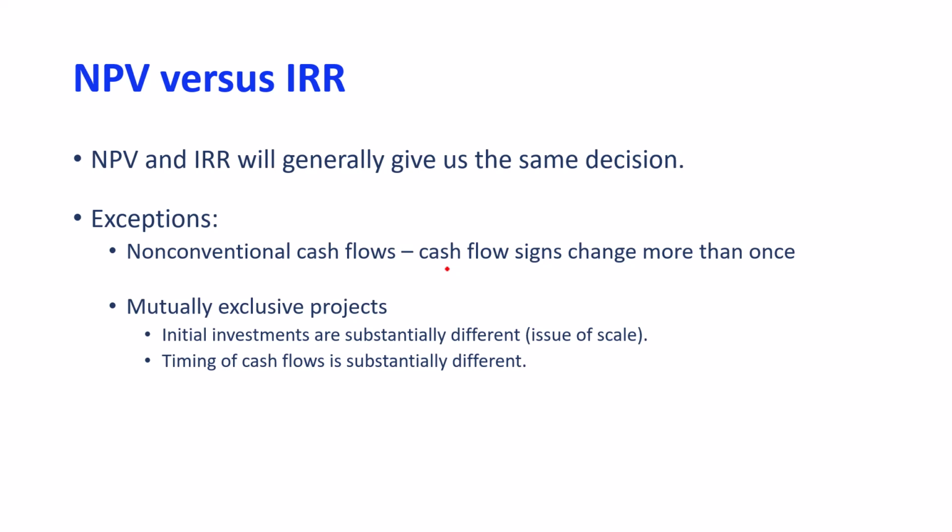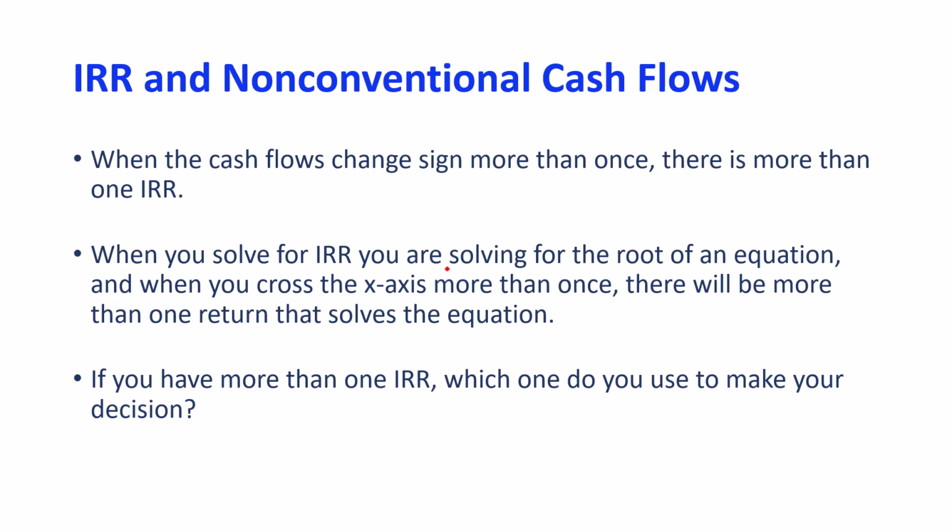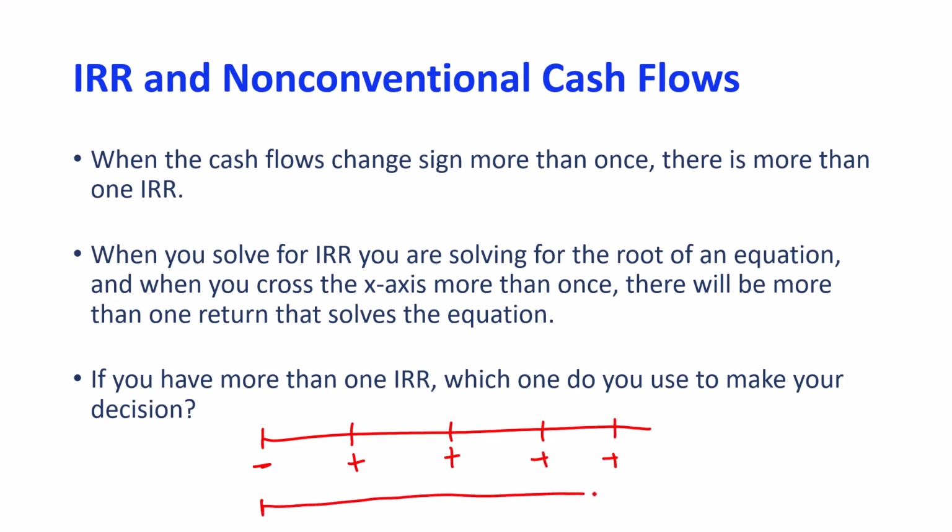So let's look at these scenarios. The first one is when you have non-conventional cash flows. So first of all, what is a conventional cash flow? A conventional cash flow is when you have a cash outflow today or a cost of the project today and cash inflows in the future. A non-conventional cash flow is when you have, for example, a cash outflow today, some cash inflows in the future, and then another cash outflow, and then some cash inflows. The cash flows are not like a normal or regular project.